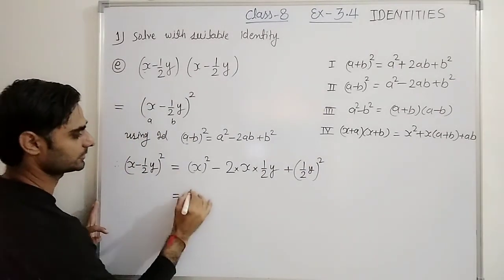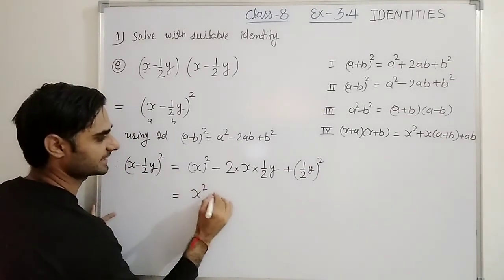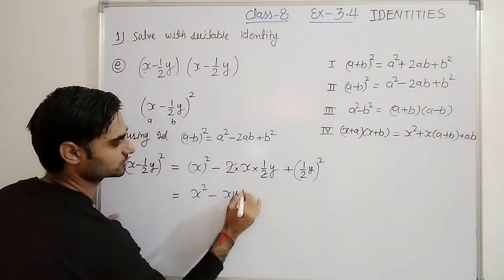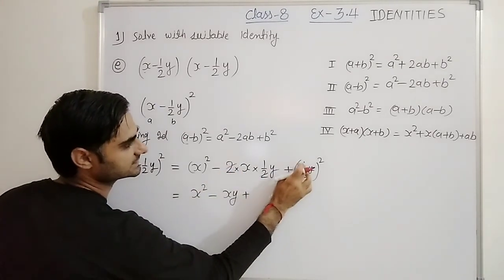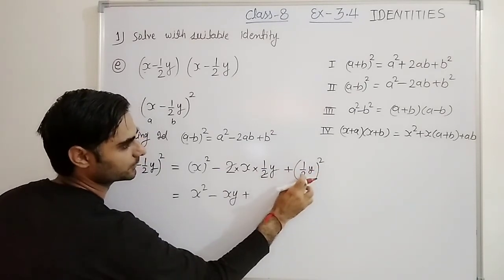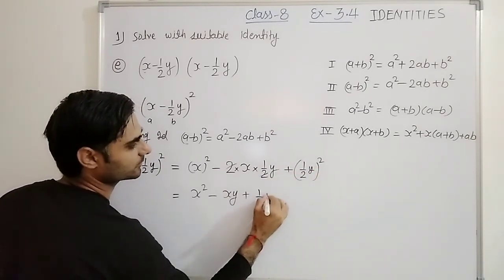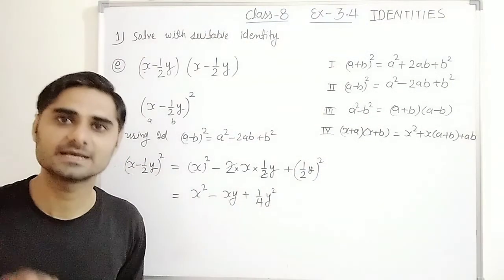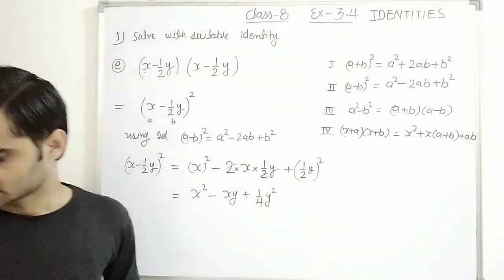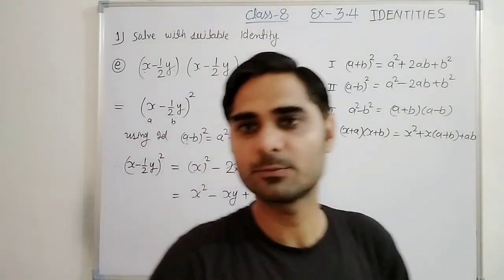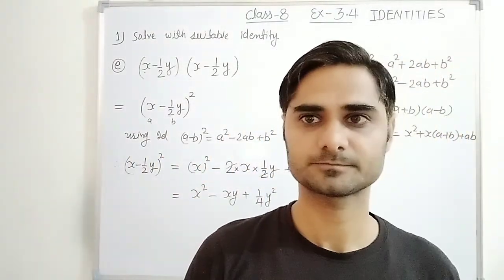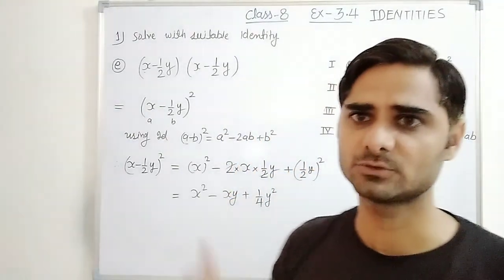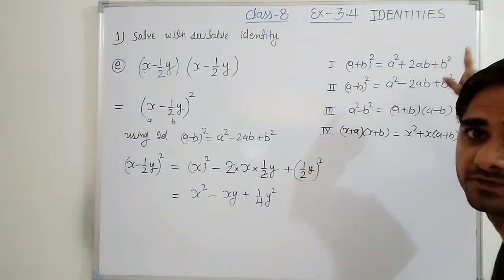So this will be equal to x square minus, see, 2 times 1 upon 2, the 2 and 2 cancel, what will come? x upon y, plus, this is square, when we do 1 upon 2 whole square, 2 times 2 is 4, so 1 upon 4y square. This is the solution of this one using identity. Okay, so like this you can solve. Do 3.4 question number 1 complete from your side, and other questions also you can do by using other identities as I have written here.